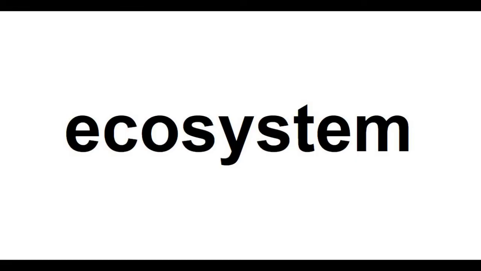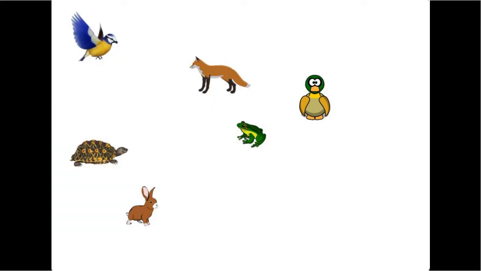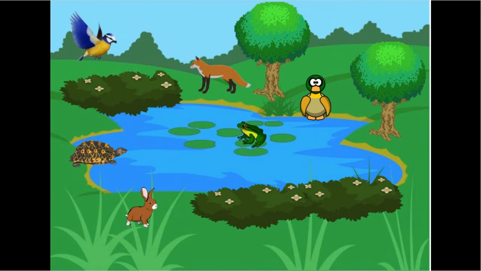An ecosystem is made up of all the living and non-living things in an area. And when people think of the living things in an ecosystem, we usually think about all the animals, and we forget about the plants. Plants and animals are both very important parts of ecosystems, and the way plants and animals interact is extremely important.